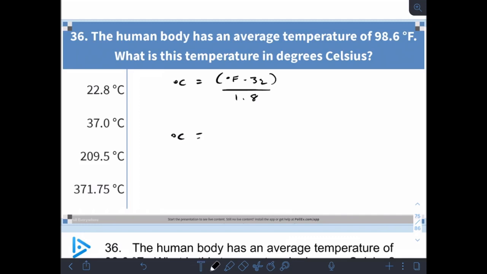So degrees Celsius equals our degrees Fahrenheit, 98.6, minus 32, divided by 1.8, comes out to be 37.0 degrees Celsius.